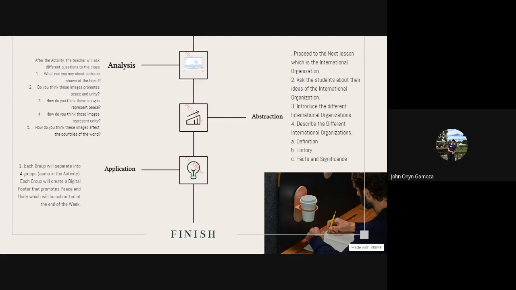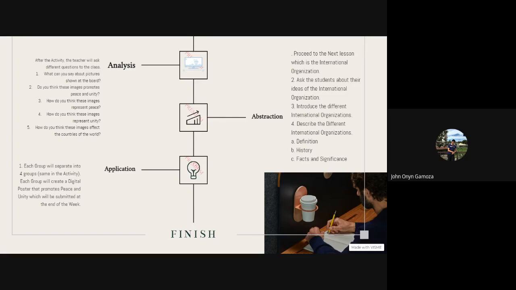Then, which is the international organization? So number one, this is like the flow of the discussion. We're going to ask the students about their ideas about international organization. It's still more of critical thinking. We want their prior knowledge, to see if they have ideas regarding the international organization.